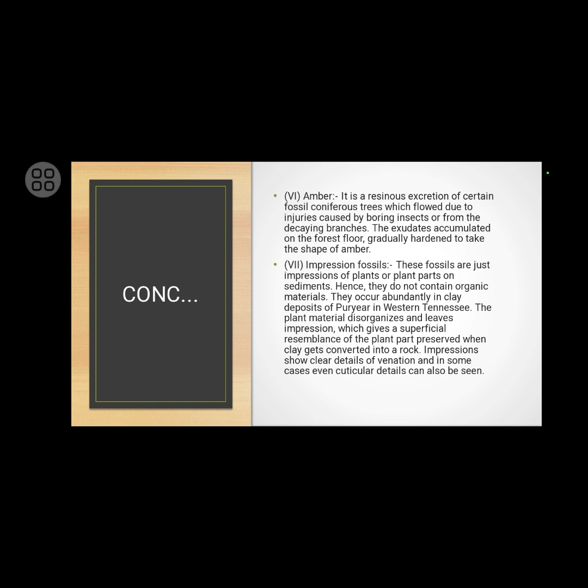Impression fossils. These fossils are just impressions of plants or plant parts on sediments. Hence, they do not contain organic materials. They occur abundantly in clay deposits of Eocene in western Tennessee. The plant material disorganizes and leaves an impression which gives a superficial resemblance of the plant part preserved when clay gets converted into a rock. Impressions show clear details of venation, and in some cases even cuticular details can also be seen.